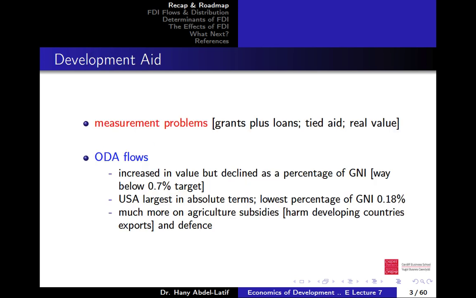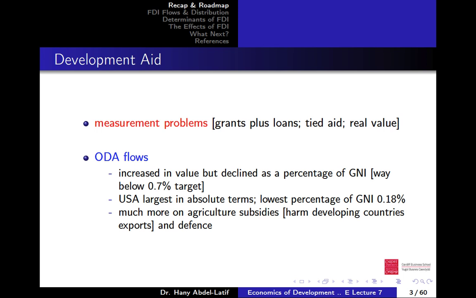Thank you. As a quick recap of what we covered last lecture, we discussed how foreign aid affects economic development, but we started with the measurement problems that we usually encounter, or should keep in mind, when we discuss the effect of foreign aid on development. First, we talked about the different types of foreign aid, grants and loans. Grants don't require repayment, but loans do require to be repaid. So these are two different types of flows.